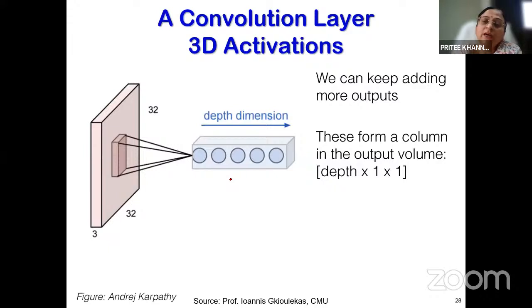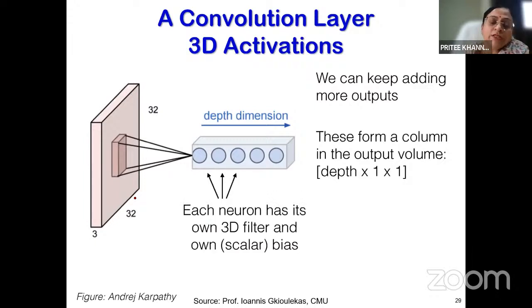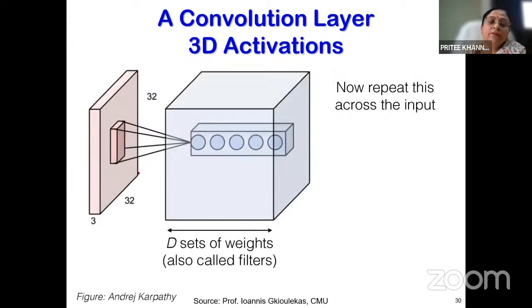So this will form a column in the output volume, that is, the depth, depending upon how many filters you are using. Remember that each neuron here is generated with its own 3D filter and its own scalar, or bias.